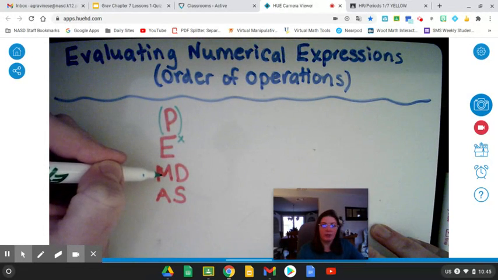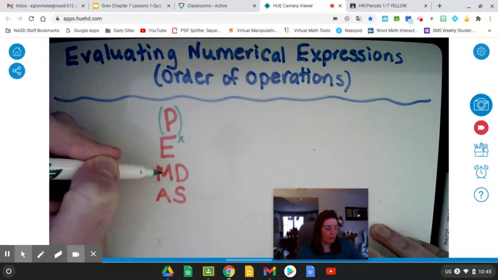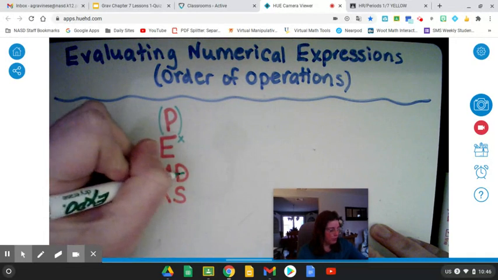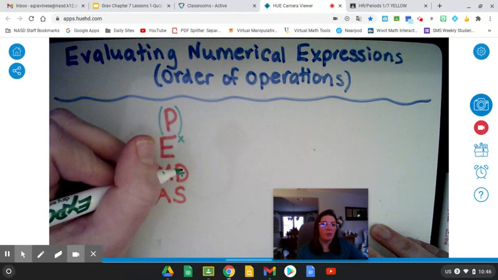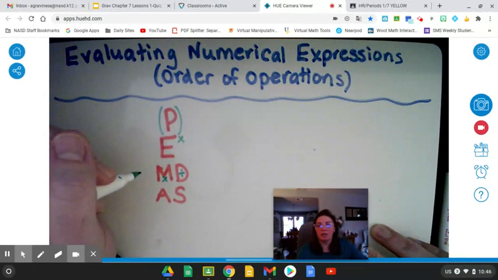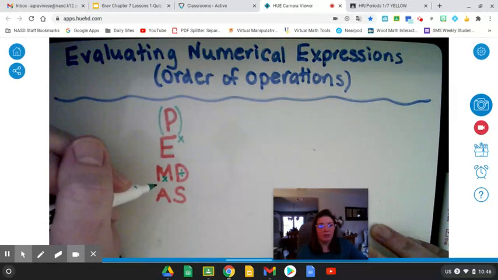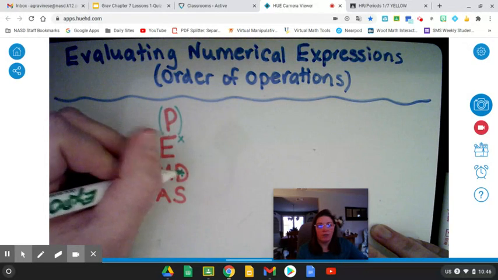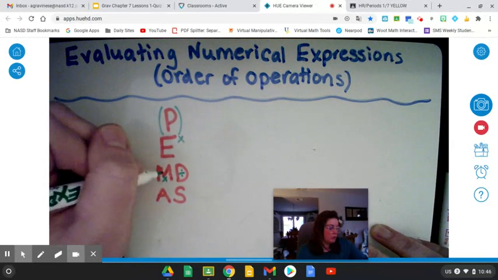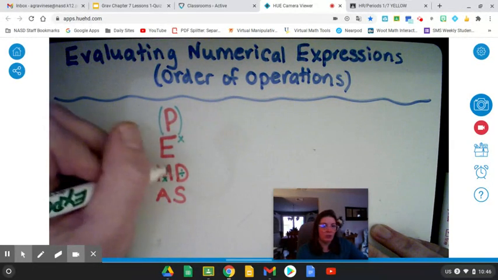Now, the trick here is that if you have both multiplication or division, you have to go left to right. In other words, if division is on the left side of the problem, that would happen first, and then multiplication. Or it might be that you do multiplication first because it's on the left. So I write these next to each other to know that you can interchange these two letters.